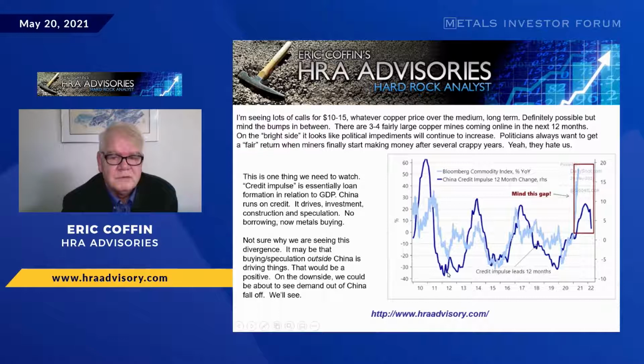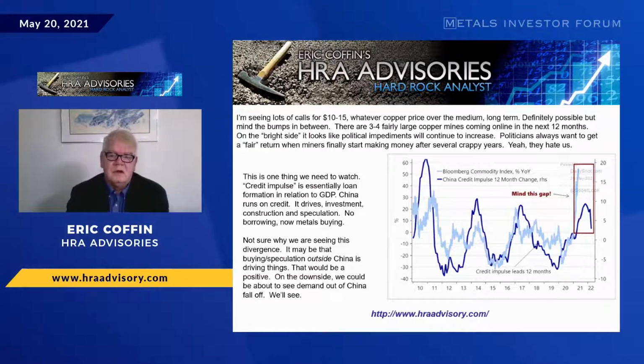What the credit impulse is, essentially, it's new lending, it's growth in lending. Credit impulse measures the growth in lending in relation to the GDP. So essentially, the higher the credit impulse is, the more credit is being created, the more money is flushing through the market. I don't think it's any secret to any of you that China runs on credit. Bank credit is a huge, huge function in how quickly their economy is growing, what the levels of investment are, and what the levels of speculation are.